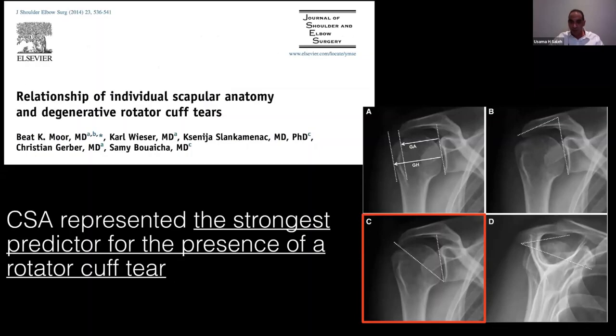He compared it with the acromion index, lateral downsloping of the acromion or acromion angle, and the Bigliani classification. And he found the most relevant to the rotator cuff arthropathy and degeneration is the critical shoulder angle.